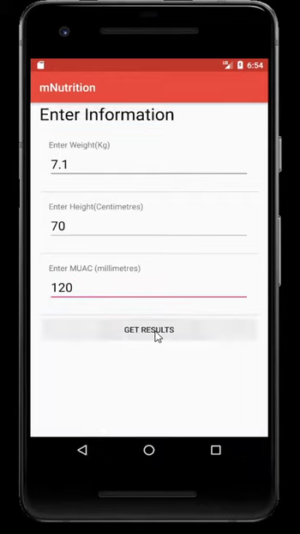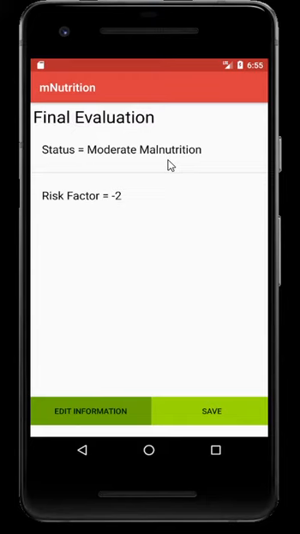So as you can see, the child suffers from moderate malnutrition with a risk factor of -2. So this risk factor is essentially the standard deviation on the chart. So the child places a standard deviation of -2 on the WHO charts.